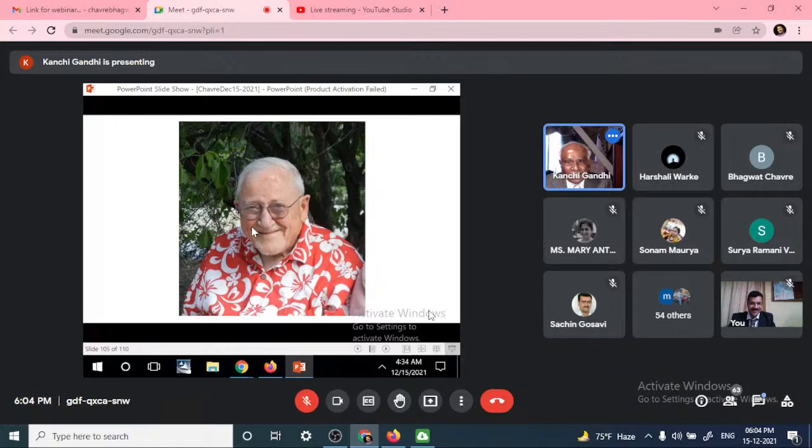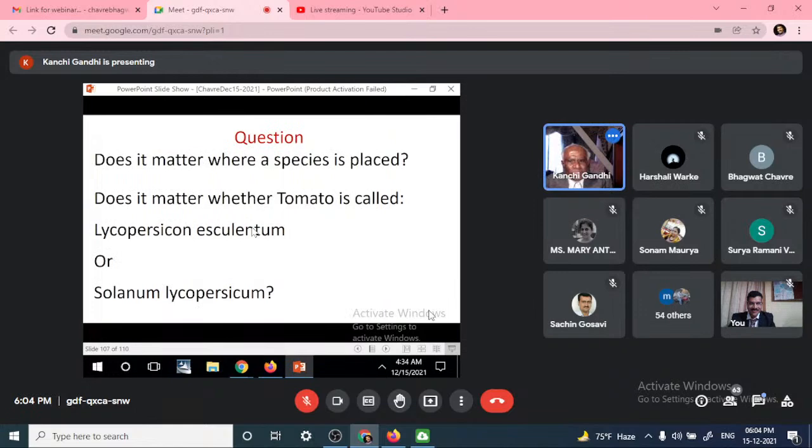The question is, does it matter how various species are placed? Does it matter whether tomato is called Lycopersicum esculentum or Solanum lycopersicum? In India, people may still be learning it as Lycopersicum esculentum, but in European and American countries, they learn it as Solanum lycopersicum.